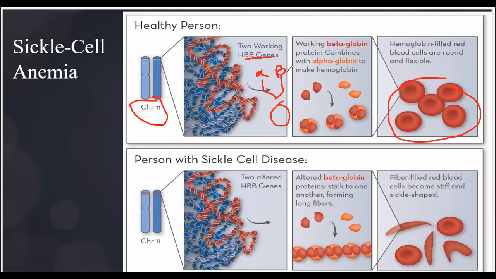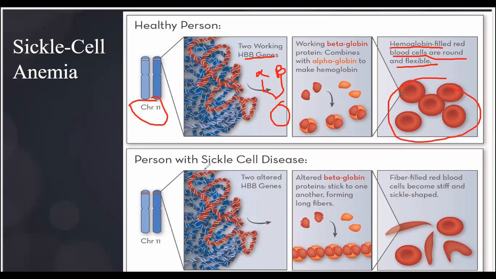So alpha protein is made, beta protein is made, beta globulin and alpha globulin come together and make the normal circular shaped RBCs, hemoglobin filled red blood cells, round and flexible. This is a normal person.